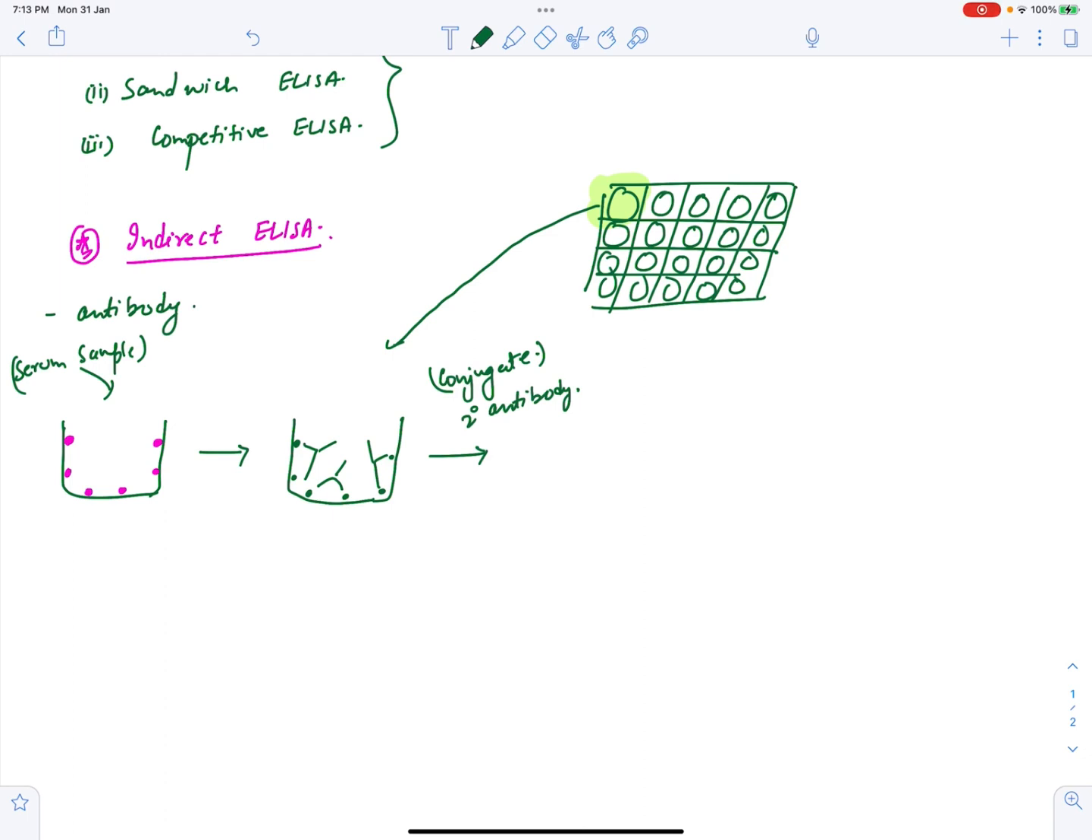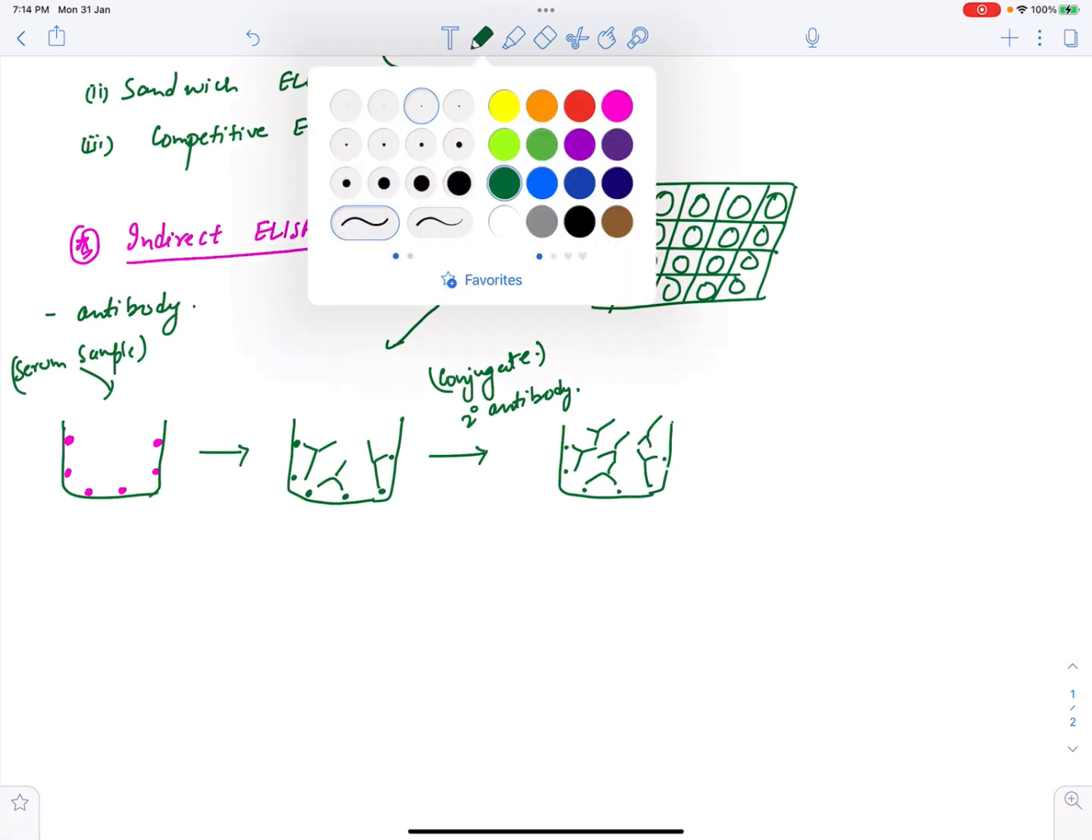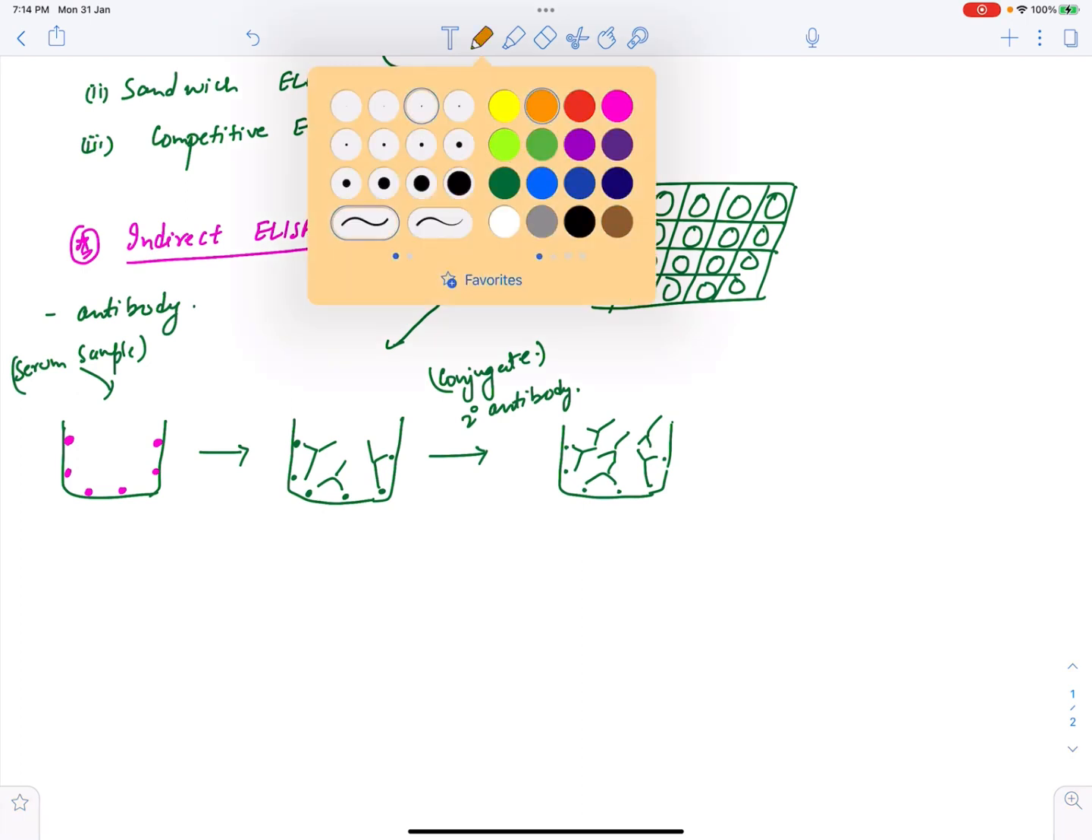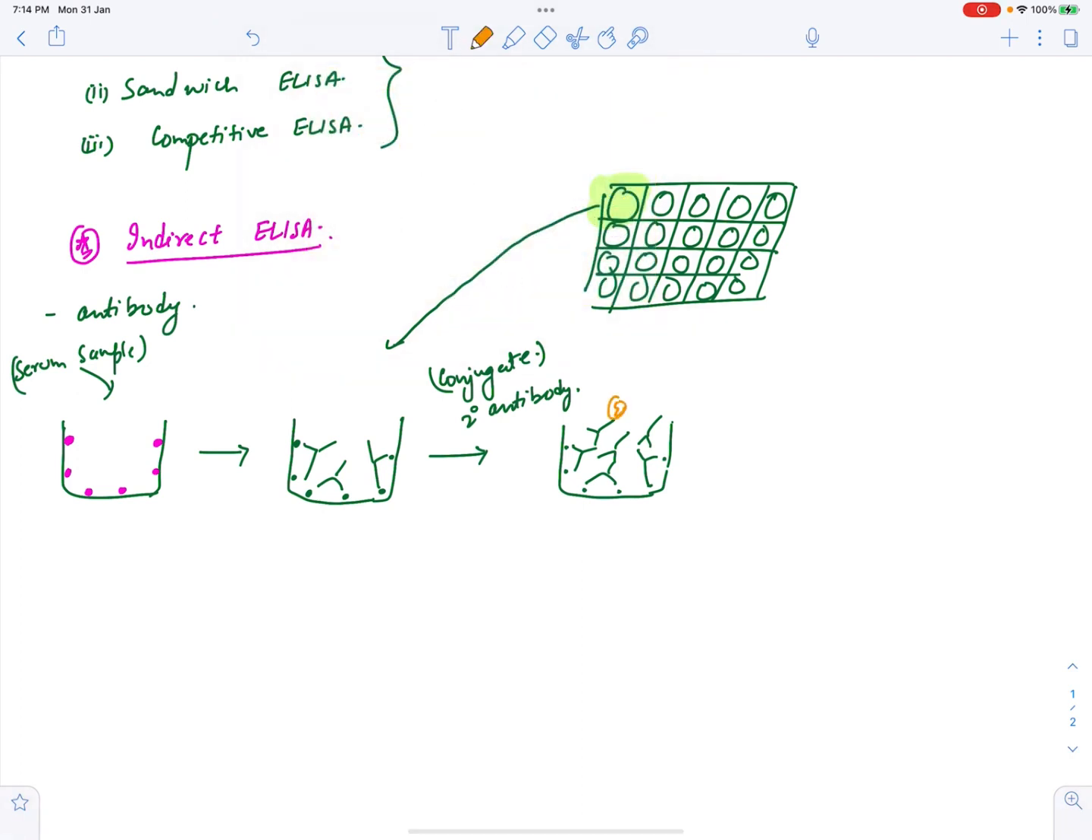Okay, so in the next step, you will see the antigens and the primary antibody. Now this conjugate, or the secondary antibody, will come and bind to this primary antibody molecule. The difference between secondary antibody and primary antibody is that the secondary antibody contains a tail group which is linked with an enzyme.